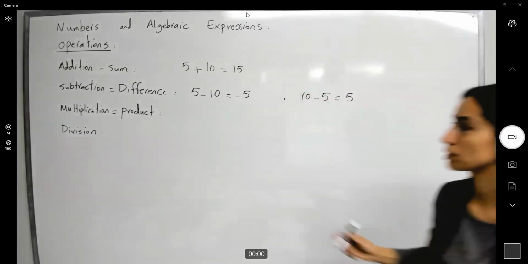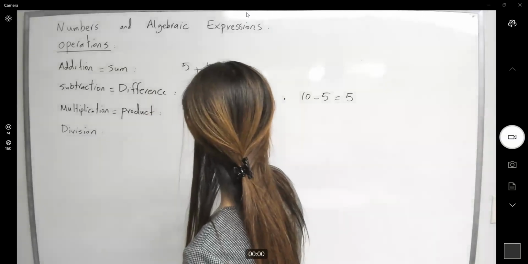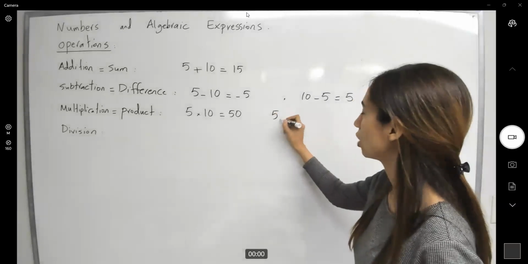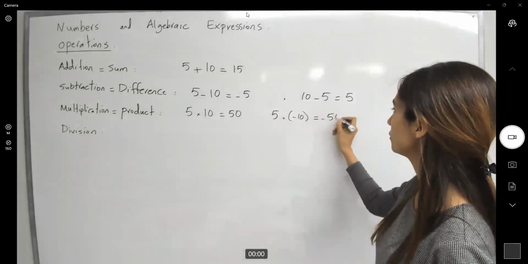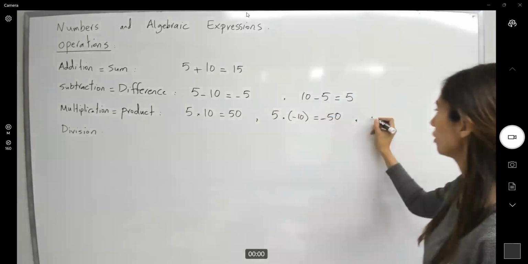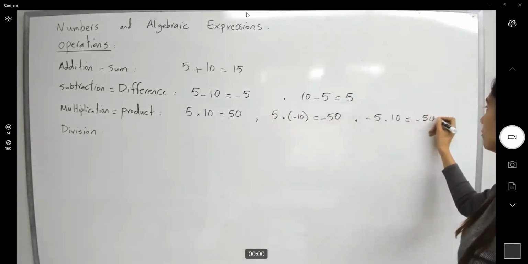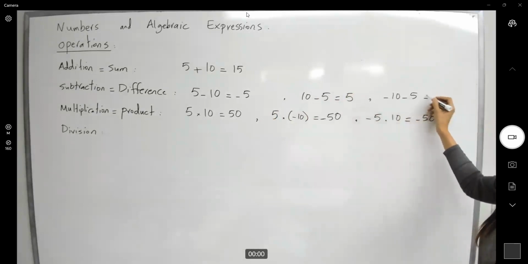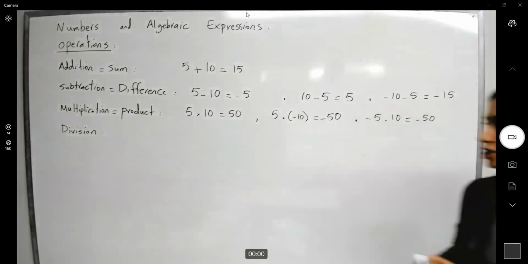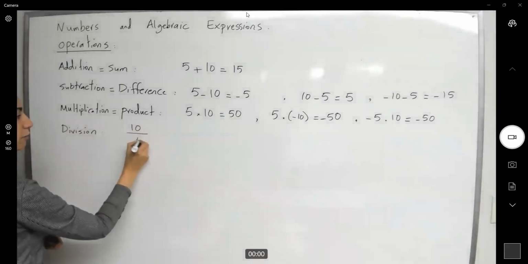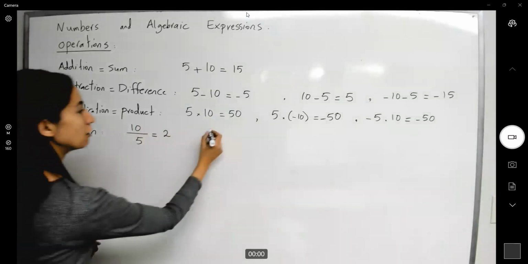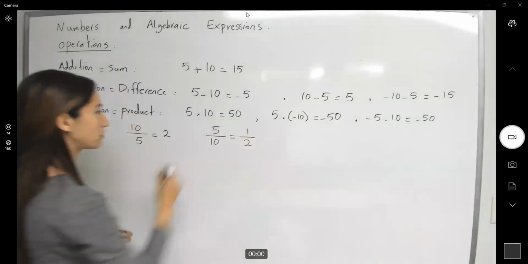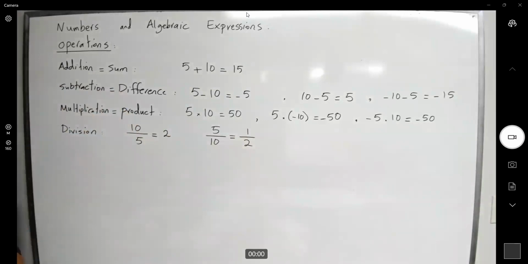What if I ask you to find a product or multiplication? 5 times 10 is 50. 5 times negative 10 is negative 50. And also, you have negative 5 times 10, which is negative 50. Remember that if you have two numbers with the same signs, negative 10 times negative 5, the outcome is positive 50. For the division, if we divide 10 by 5, it is equal to 2. But if I flip this, 5 over 10 is a half. Different operations between numbers.